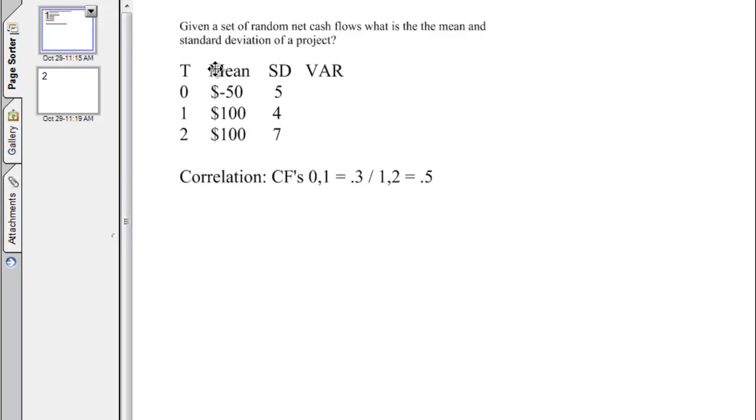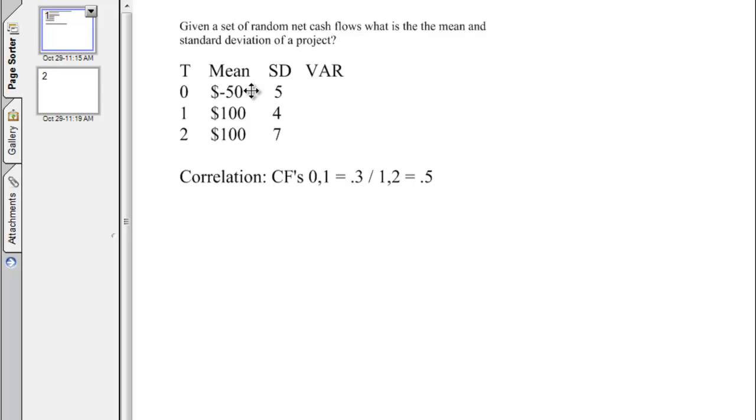If I have a random set of cash flows, and the cash flows are described in the context of a normal distribution, they have these two parameters. They've got the mean and the standard deviation, or as we said, mu and sigma. Right? And so here are the values: cash flows at time 0, 1, and 2.